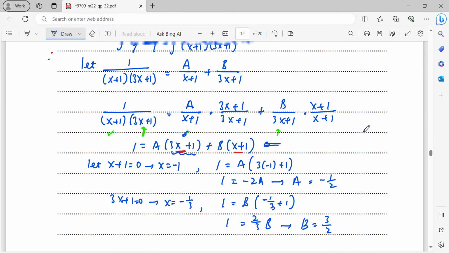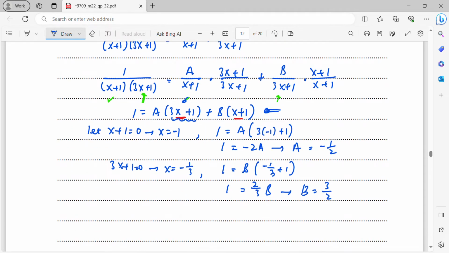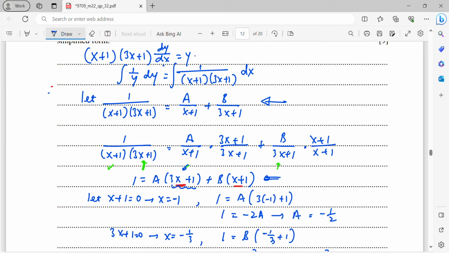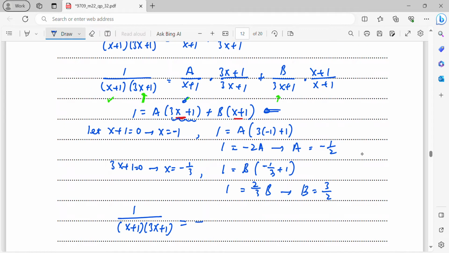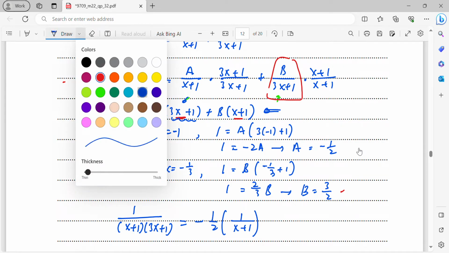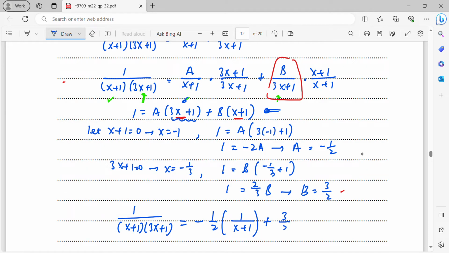Once I have found the a and b, I will just substitute back into my general partial fractions. So it will be 1 over x plus 1 times 3x plus 1 equals to a over x plus 1. But since your a is a fraction, I will take out the fraction. I just write 1 over x plus 1. Okay, same as the b. So when you look at here, b over 3x plus 1. Now your b is a fraction, so I will take out the fraction as well. Then it will be plus 3 over 2 times 1 over 3x plus 1.